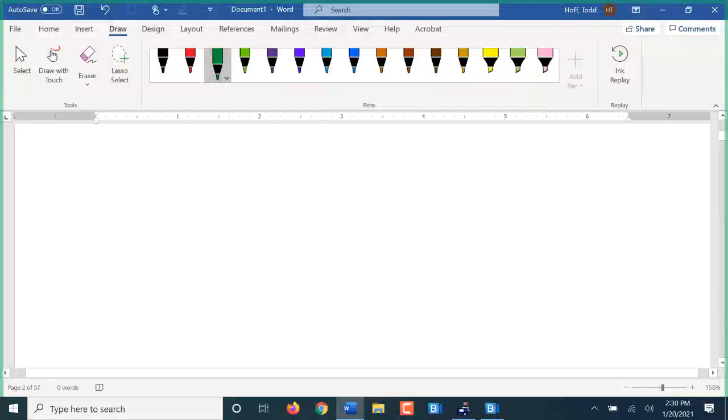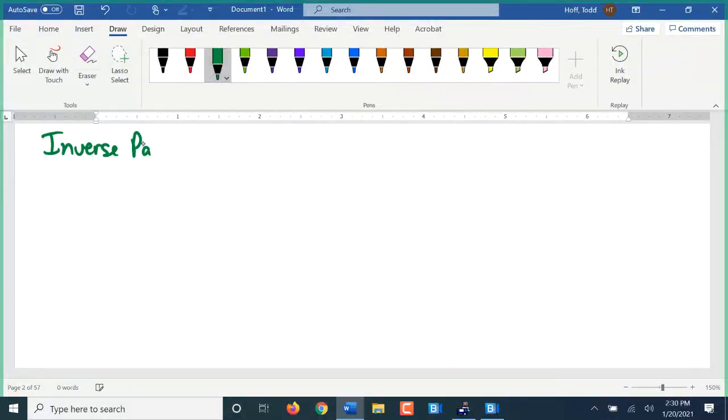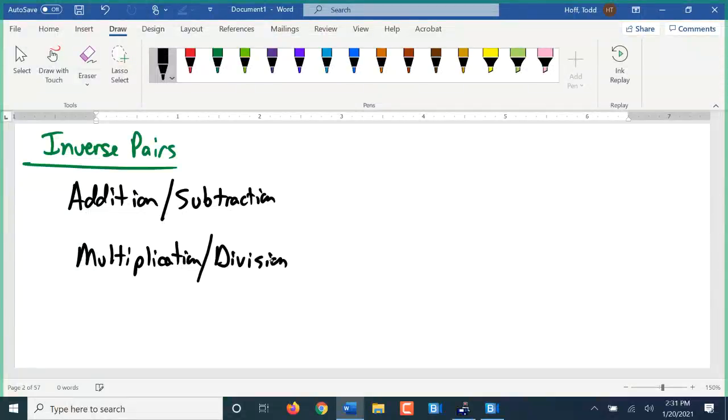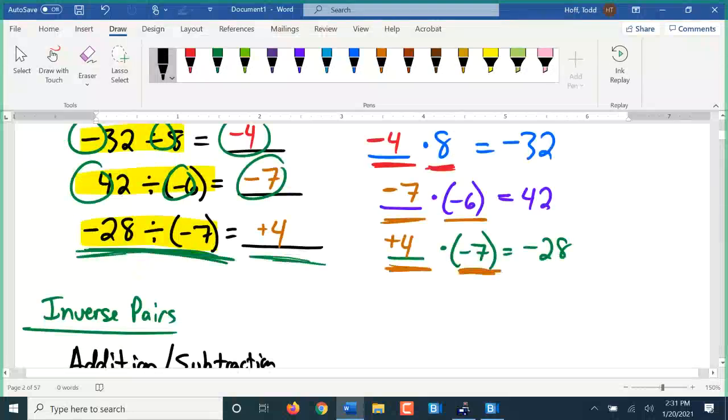Well, we had mentioned inverse pairs of operations. Addition and subtraction are one of our inverse pairs. The subtraction is part of the addition. We had multiplication and division. Inverse pair, because division, we just saw, is defined as a related multiplication problem, or an inverse of multiplication.